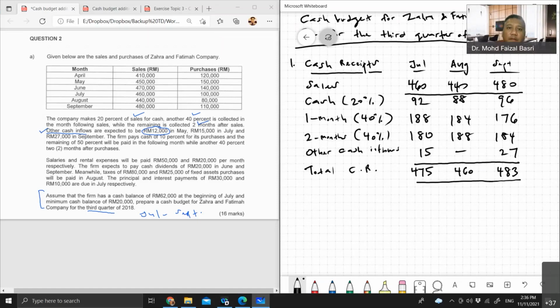Anyway, let's move on to second part ataupun the second section of our cash budget. Okay, for the second, it's called cash disbursement.